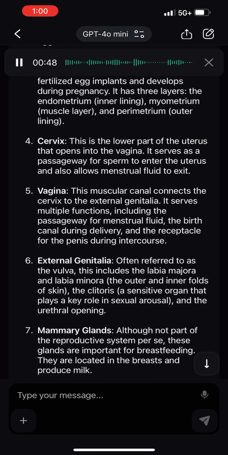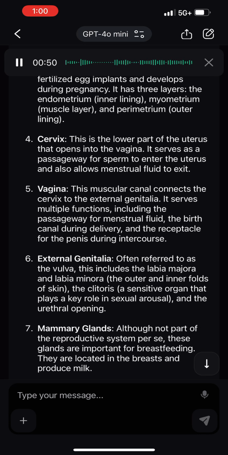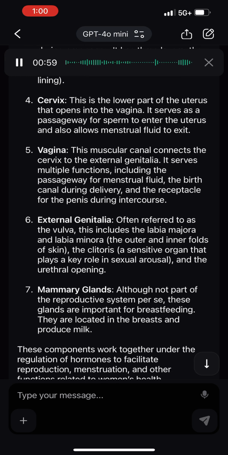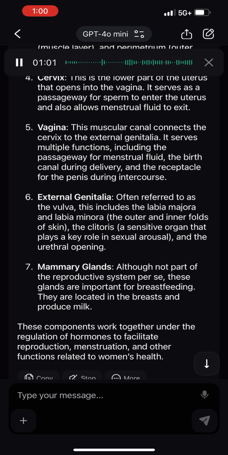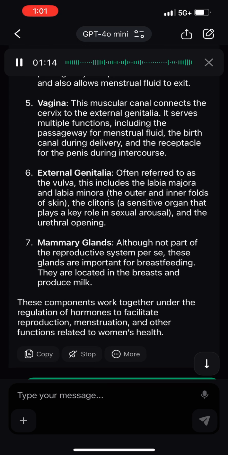4. Cervix. This is the lower part of the uterus that opens into the vagina. It serves as a passageway for sperm to enter the uterus and also allows menstrual fluid to exit. 5. Vagina. This muscular canal connects the cervix to the external genitalia. It serves multiple functions, including the passageway for menstrual fluid, the birth canal during delivery, and the receptacle for the penis during intercourse.